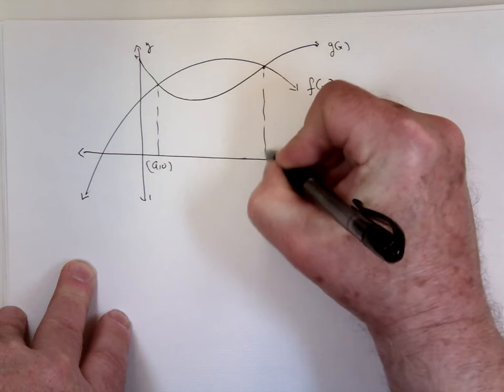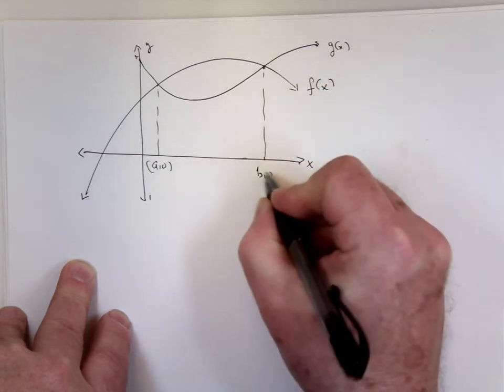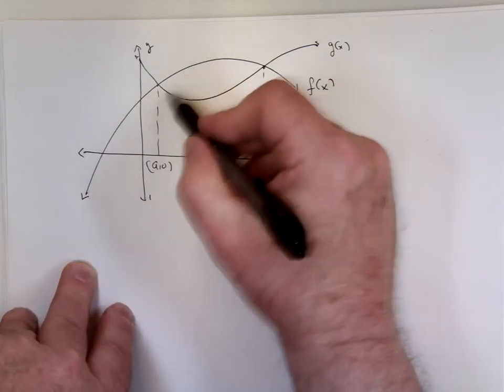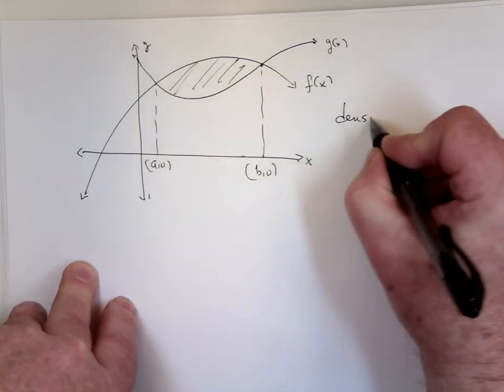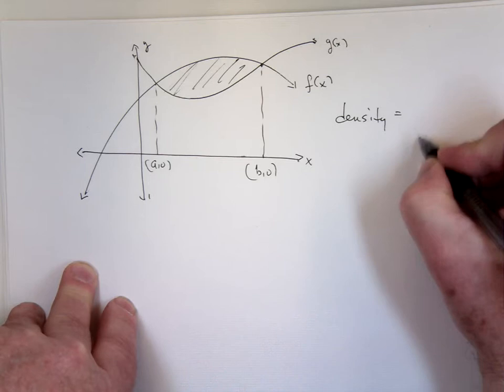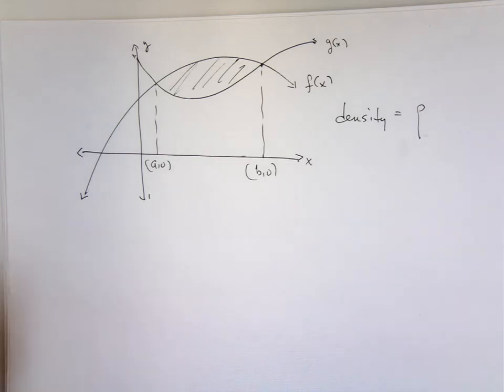And what we want to do is give this lamina a constant density. Density functions are always given by rho, okay? Greek letter, rho. We've got a constant density function, rho. We want to find the centroid of this lamina of constant density.